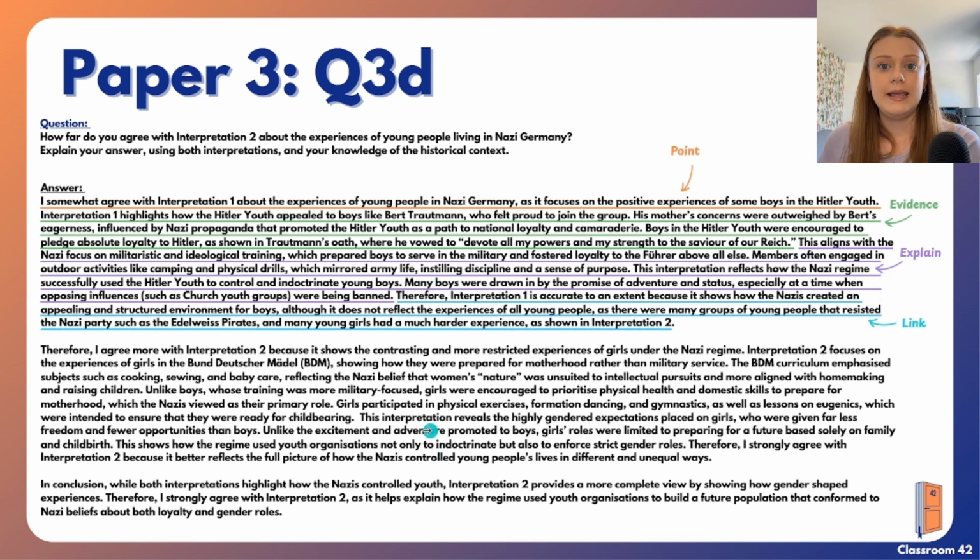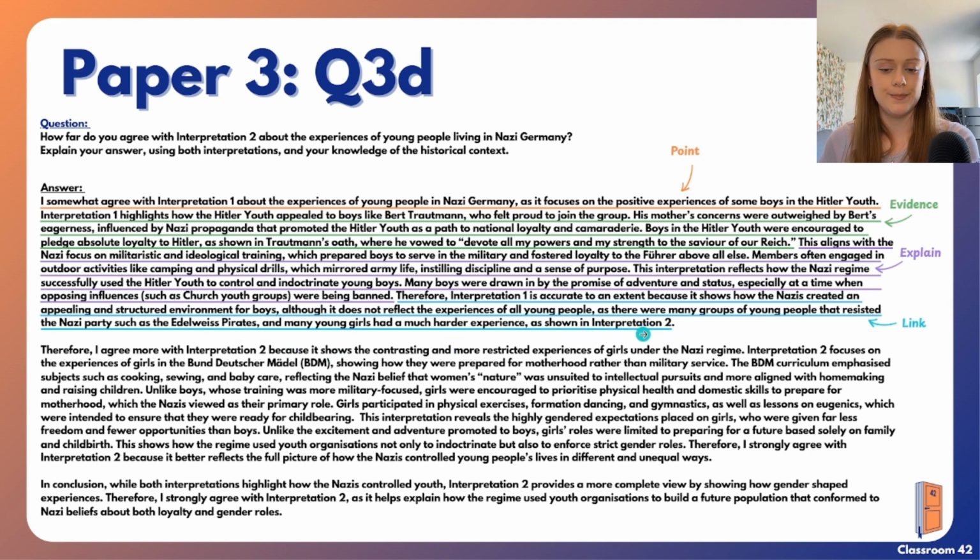Then we are linking back to the question. So therefore, interpretation 1 is accurate to an extent because it shows how the Nazis created an appealing and structured environment for boys. And then I'm giving a bit of judgment. So at the start, I only said I somewhat agree with it. So although it does not reflect the experiences of all young people, as there were many groups of young people that resisted the Nazi Party, such as the Edelweiss Pirates, and many girls had a much harder experience as shown in interpretation 2.